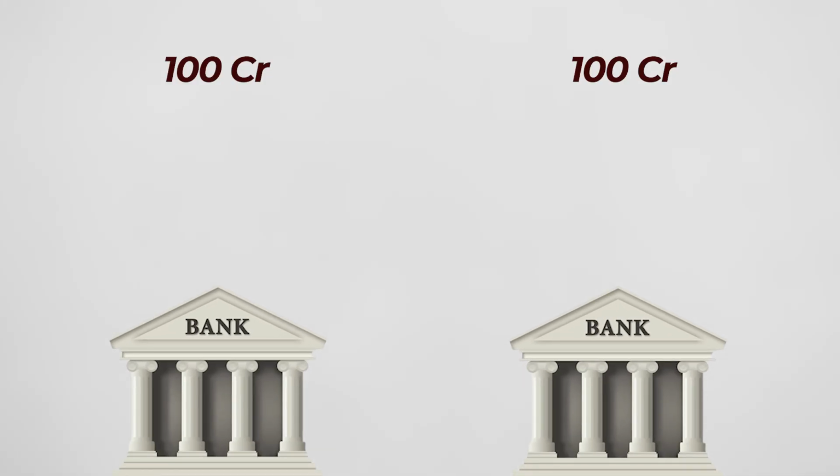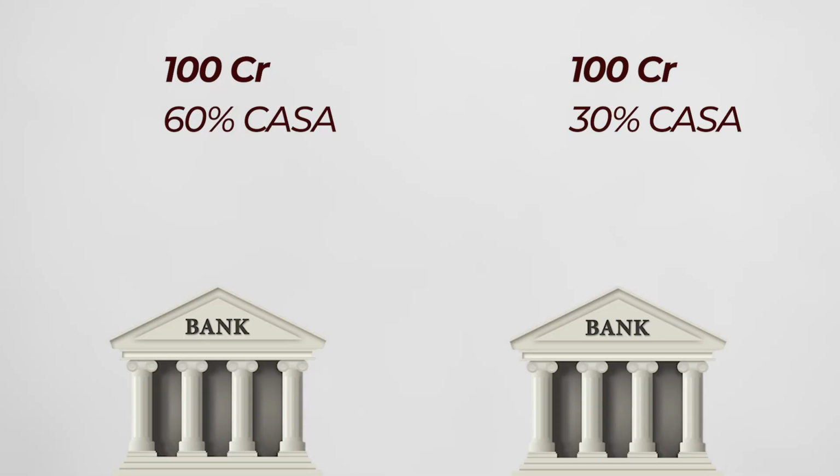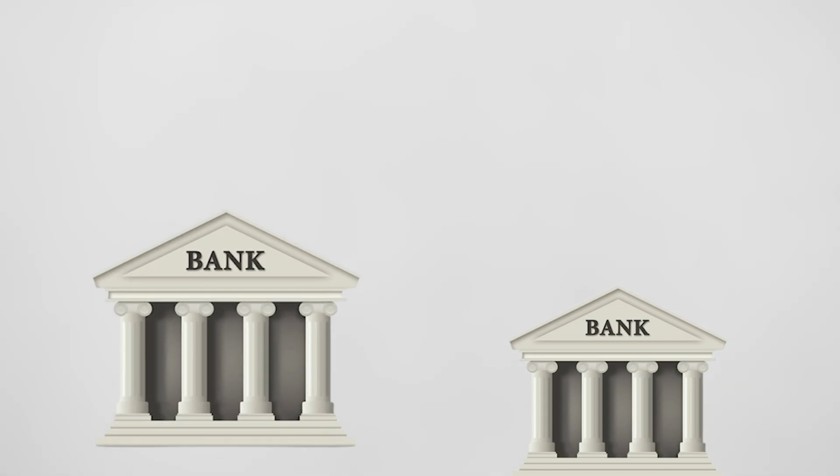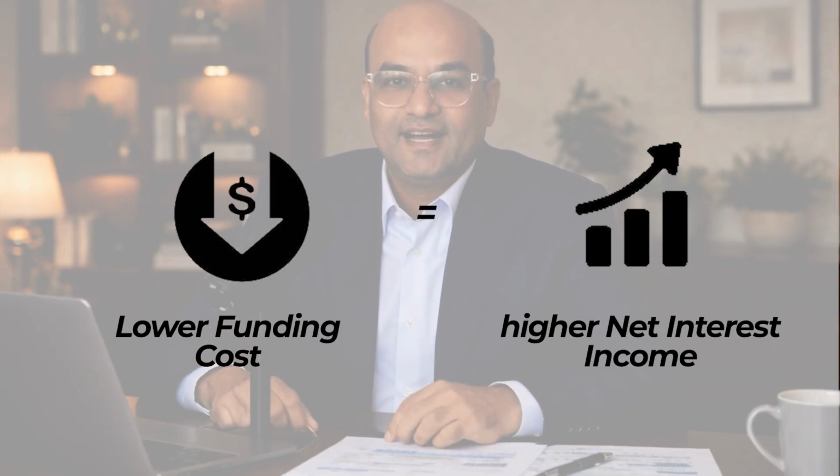Now let's see how this affects profitability. Let's compare two banks. Both have 100 crore rupees in deposits. Bank A has 60% CASA, Bank B has 30% CASA. If CASA costs 2% and fixed deposits cost 6%, Bank A will pay much less interest overall. Lower funding cost means higher net interest income. That's why strong CASA franchises create a long-term advantage.